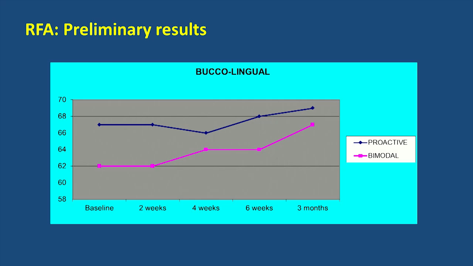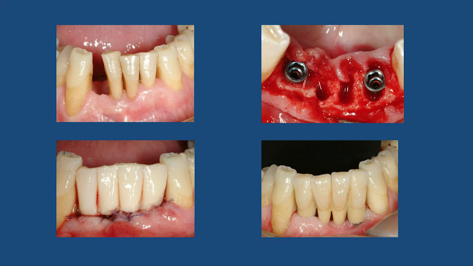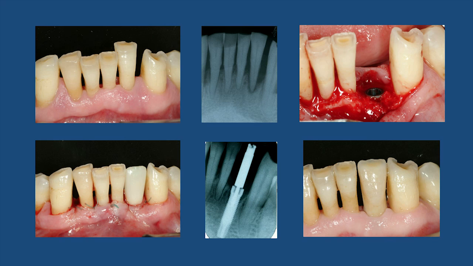Another study that we are carrying out is the immediate function of small diameter Neo implants in the aesthetic area. This is a typical situation, a frontal lower incisor affected by periodontal disease, immediate placement of two implants, and temporary restoration and final restoration. And another case, a single tooth replacement.